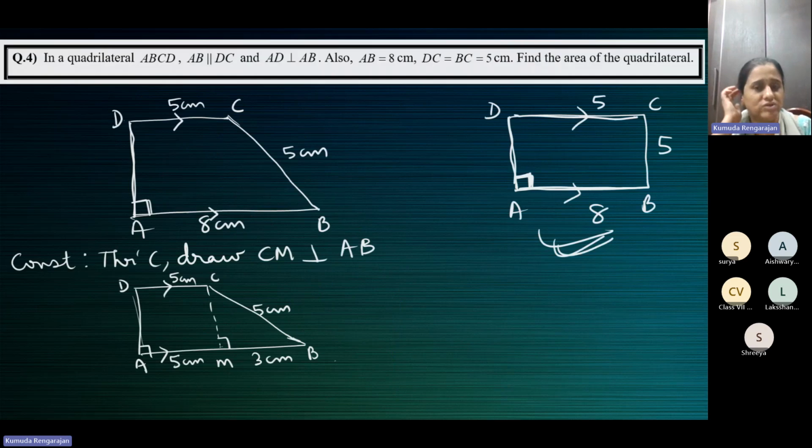So it's a very simple question, just that the distance between the parallel sides is not given. So you have to find that using Pythagoras theorem and then use the formula. Right, children?